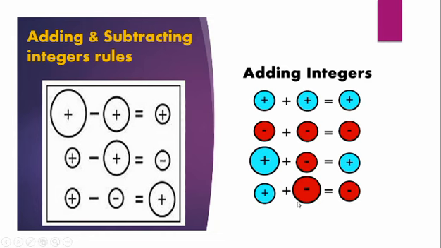The last rule, we have also positive and negative, different in signs, but the bigger number has the negative sign, so we have to subtract them and the result is negative in the answer.